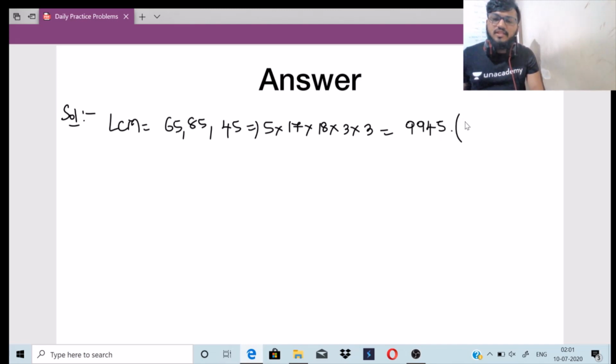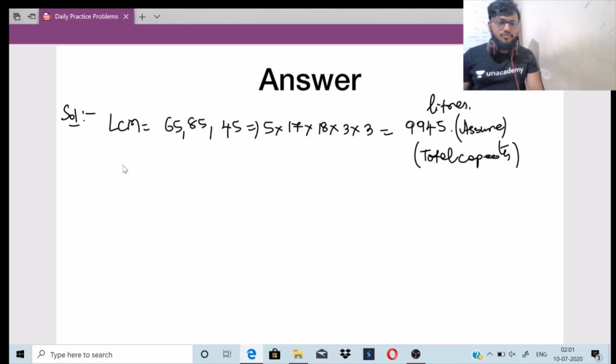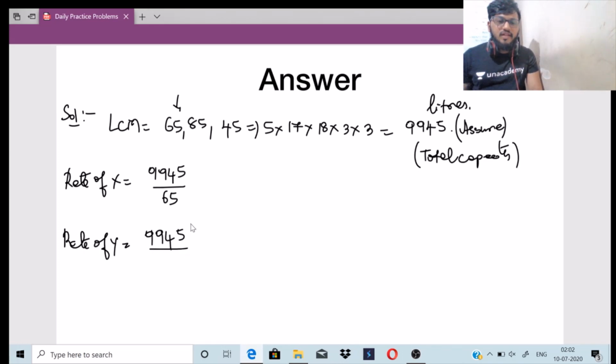So assume this as the total capacity. So this will be 9945 liters. Let the capacity be 9945 liters. So what will be the rate of x here, right? Rate of x will be total divided by the time, 65, right? Similarly, what will be the rate of y here? This will also be the total 9945 liters divided by time, 85, right?